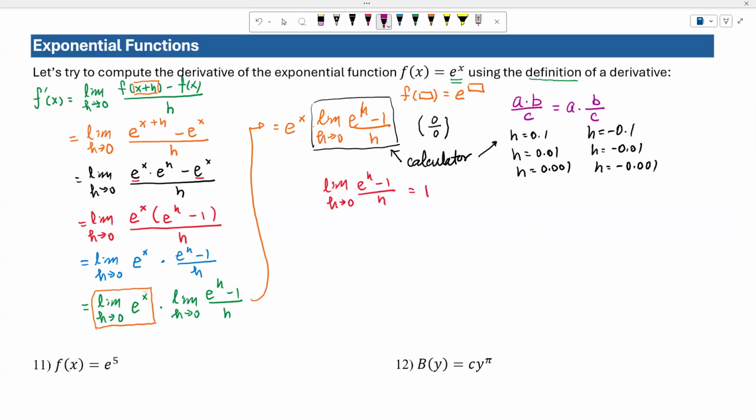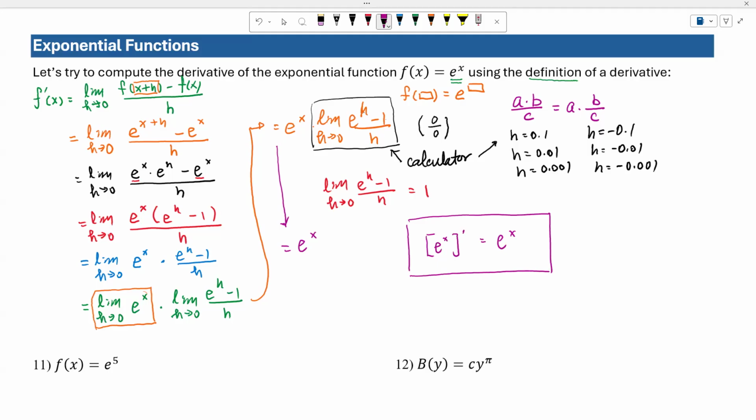So now I actually get that the derivative of e to the x is e to the x. Wow. You will see that this is a really special function, e to the x, the exponential function. The derivative is the same expression, e to the x.